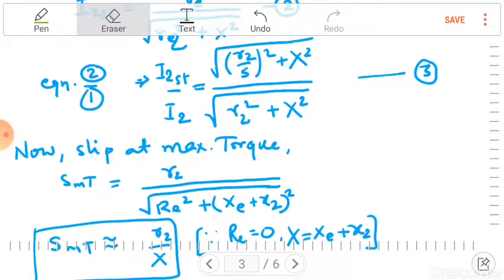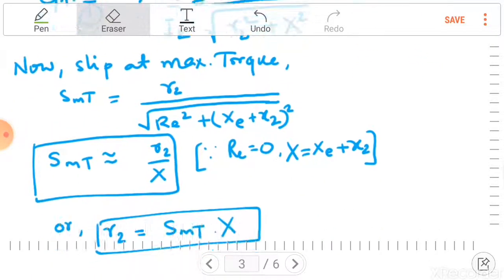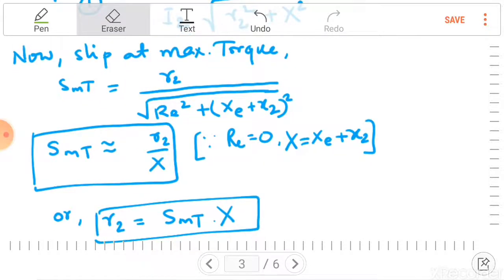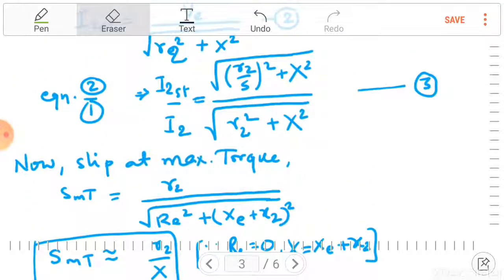Now we know that slip at maximum torque equals R2 divided by under root of (capital RE square plus (XE plus X2) whole square). Here we assume Re equals 0 and capital X equals Xe plus X2 in this problem. So SMT approximates to R2 divided by X, or we can also write R2 equals SMT multiplied by X. Put R2 equal to SMT multiplied by X in equation number 3.